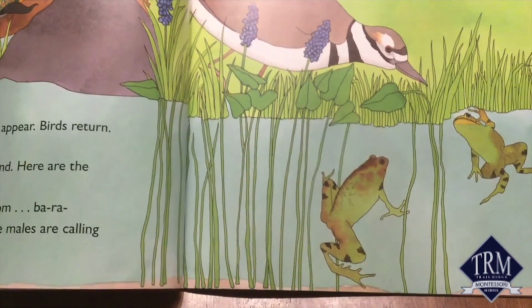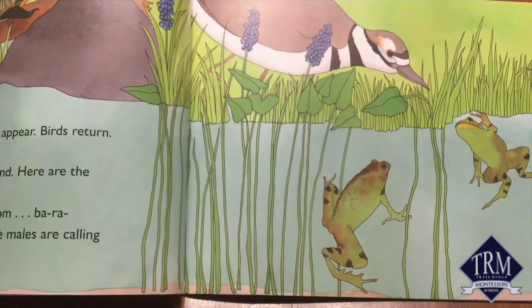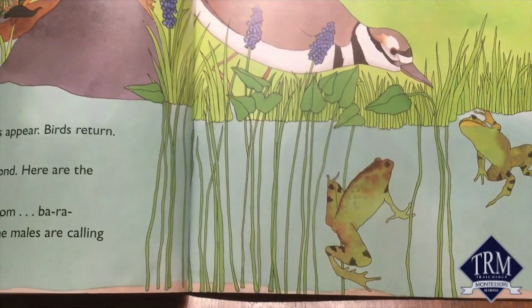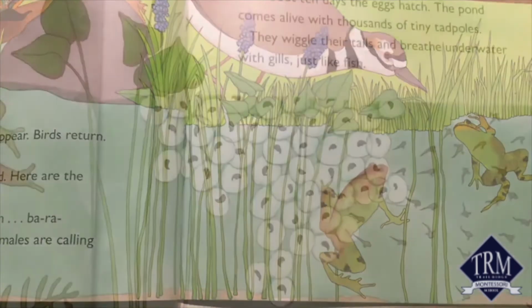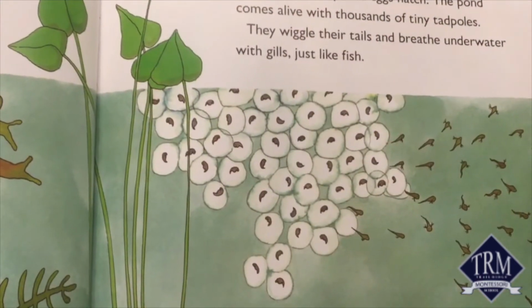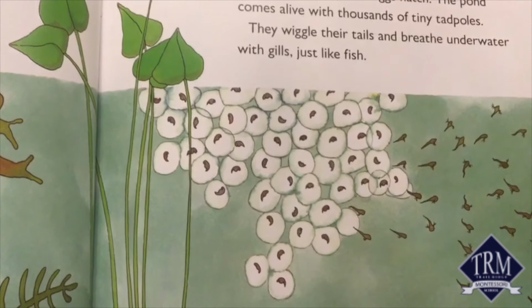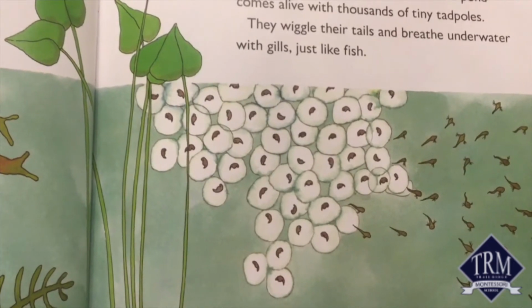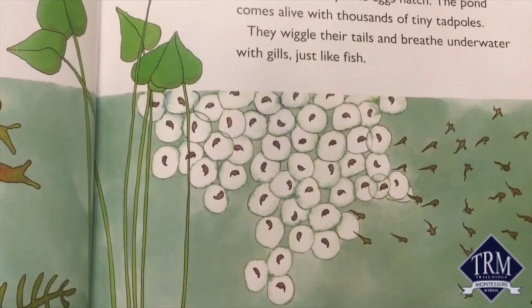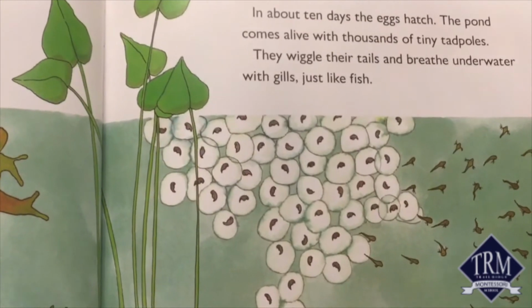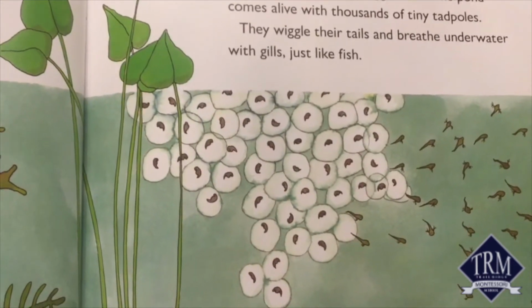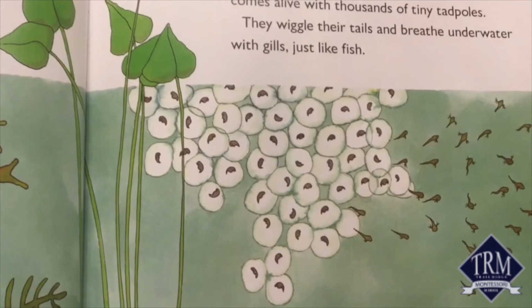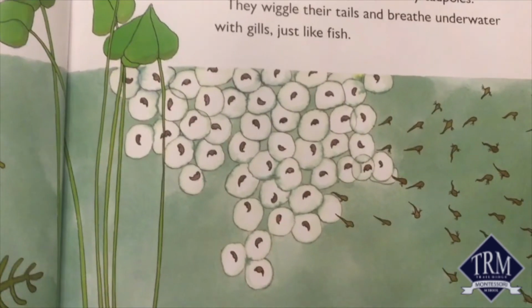Here are the old frogs stretching their legs. At night you hear brum, brum, brum. The males are calling to their mates. The female hears the call. She lays her eggs in the water. Thousands of soft, jelly-covered eggs cling together in the cool water. In about 10 days, the eggs hatch. The pond comes alive with thousands of tiny tadpoles. They wiggle their tails and breathe underwater with gills, just like fish.